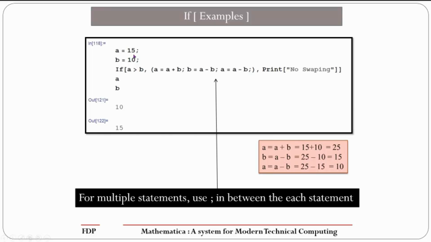So now you can see the starting value for A was 15, B was 10. Now A is 10 and B is 15. So what I did is swapping. Swapping means the value of A will go to B and the value of B will go to A. But you can see here that I am not using any third variable.